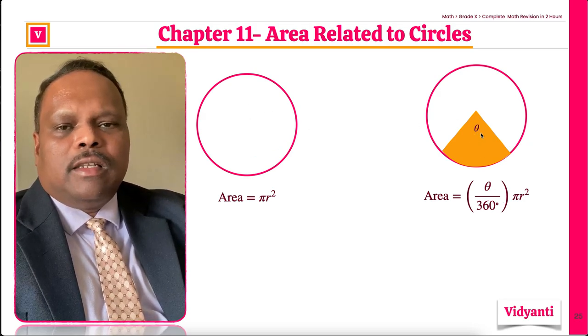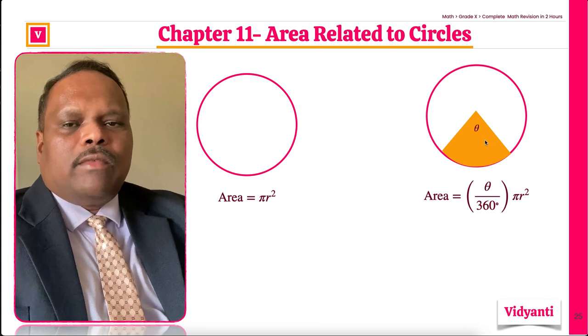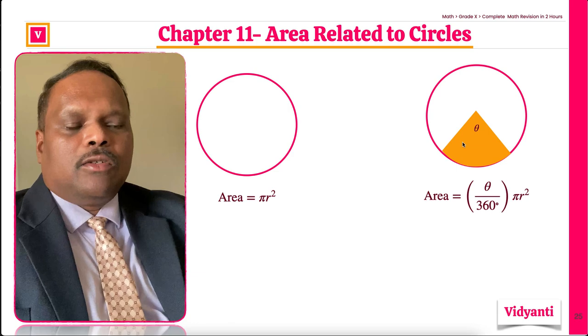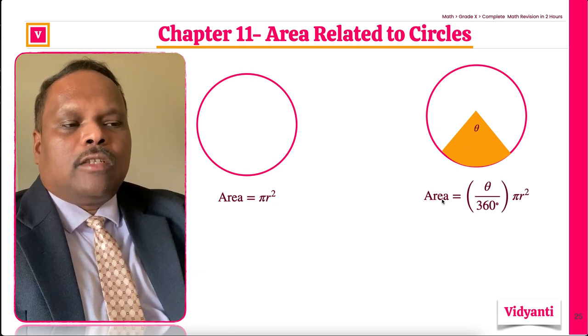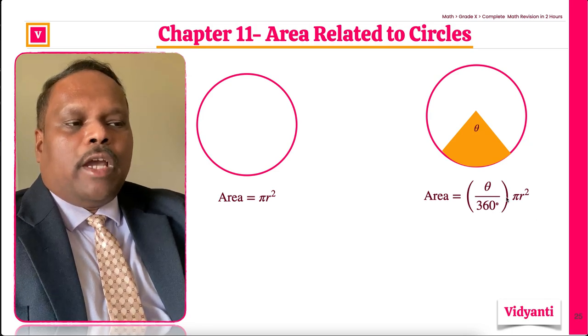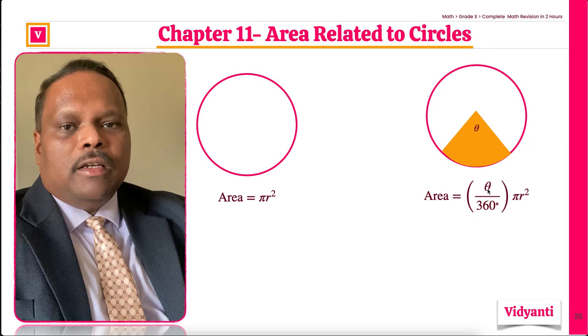Here the angle is just theta. So if theta is half, you will get half the area. If theta is 1/4, you will get 1/4 of the area, and so on. So it depends upon the fraction of theta relative to 360. That's why the area is theta divided by 360 times pi r square. Here theta is measured in degrees.